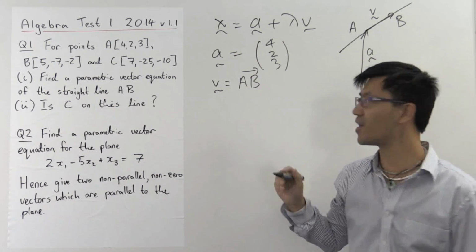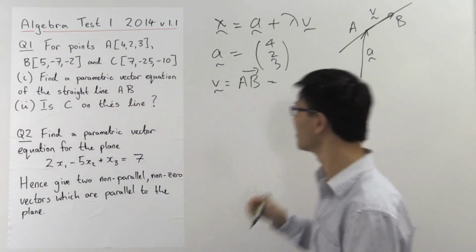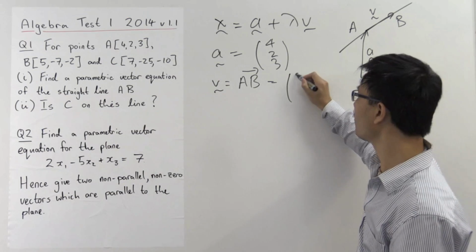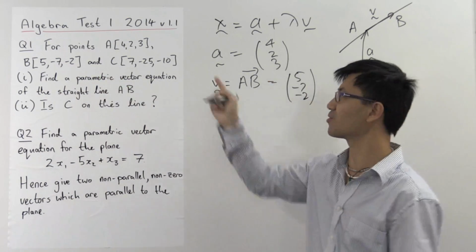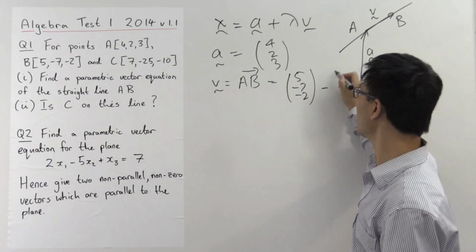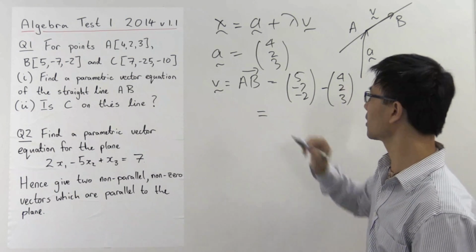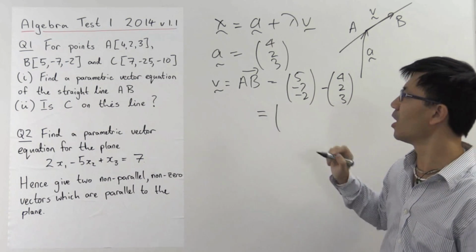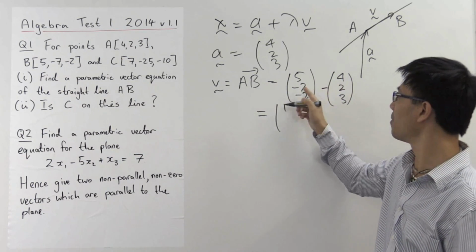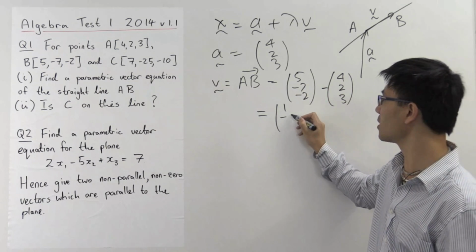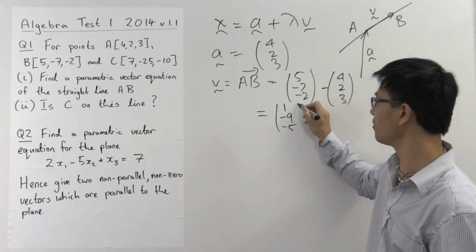And of course, how do you compute that? Well, you just look at the difference of the coordinate vectors of B and A. Okay, (5, -7, -2) is the coordinates of B, and you just have to subtract the coordinates of A, (4, 2, 3). Okay, so let's see what that is. Remember, just subtract coordinate-wise. 5 minus 4 gives you 1. Minus 7 minus 2 gives you minus 9. And minus 2 minus 3 gives you minus 5.